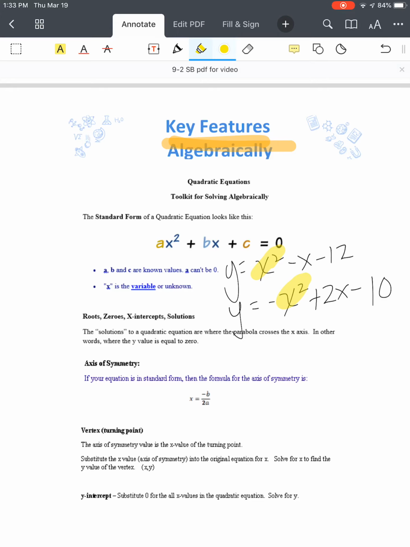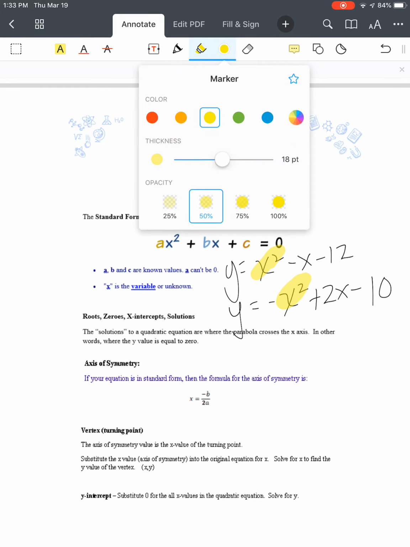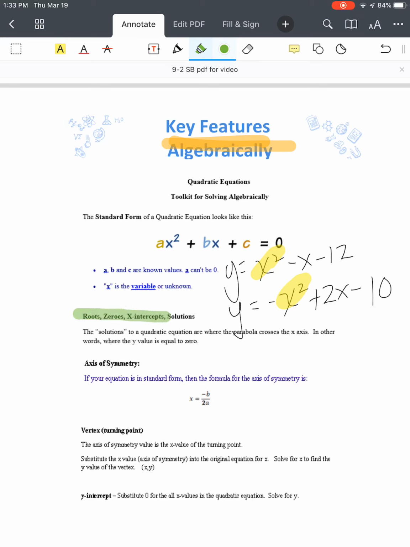The roots, the zeros, the x-intercepts, or the solutions, those are all the same thing. So I could ask you, can you please find the roots? Or I could say, can you find the zeros? Or can you find the x-intercepts? Can you find the solutions? That's all the same exact thing.